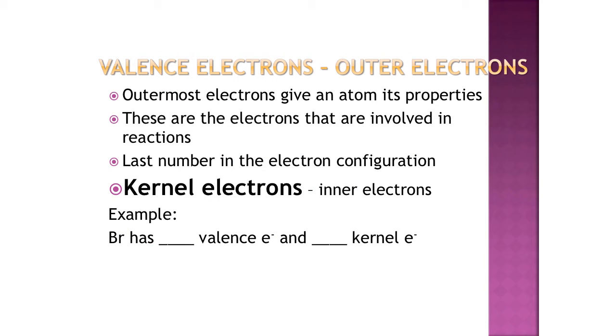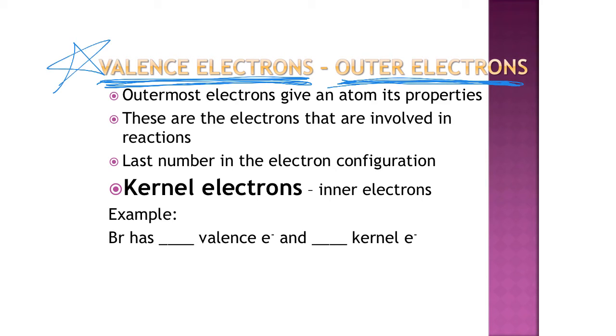All right, valence electrons. This is an important vocab word, and this actually already showed up on one of our previous slides in this video. So valence electrons are the outermost electrons. So when we looked at iodine's electron configuration, the last number in the electron configuration was 7, so iodine has 7 valence electrons. When we looked at cesium, its last number in the electron configuration was 1, so cesium has 1 valence electron.